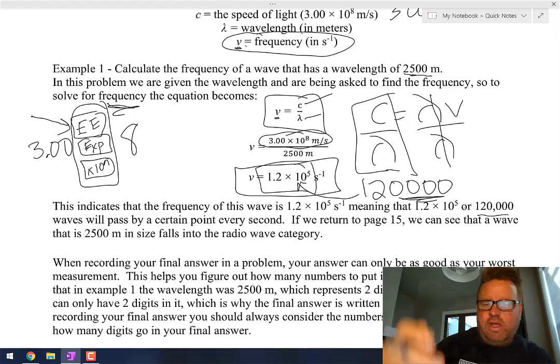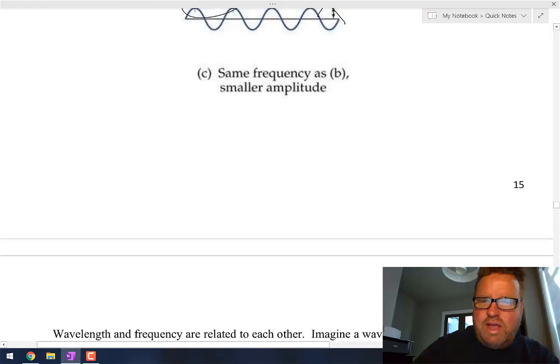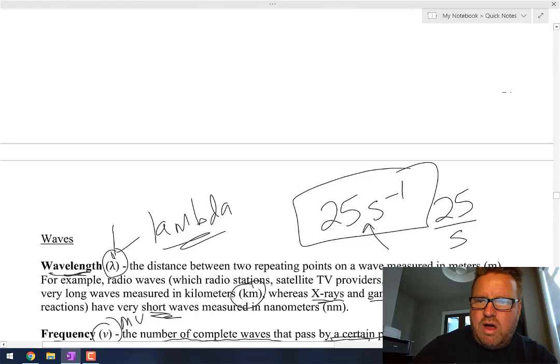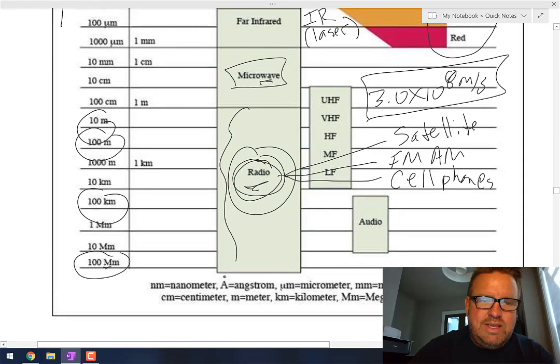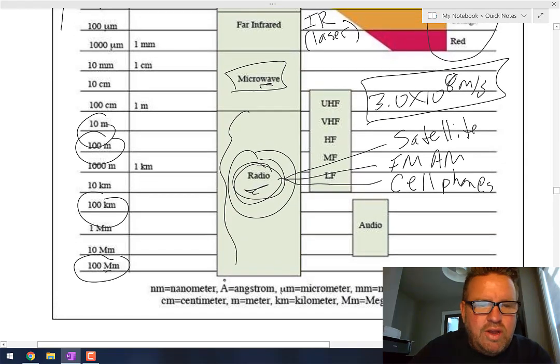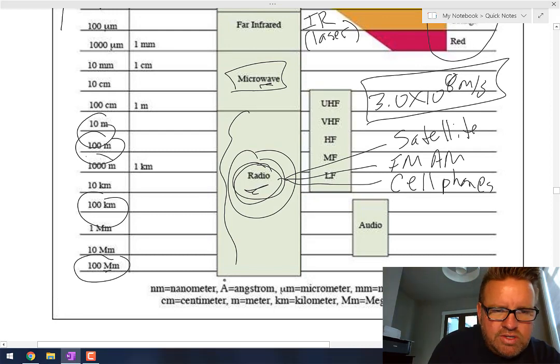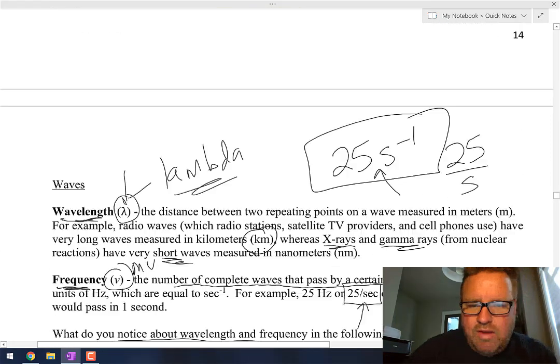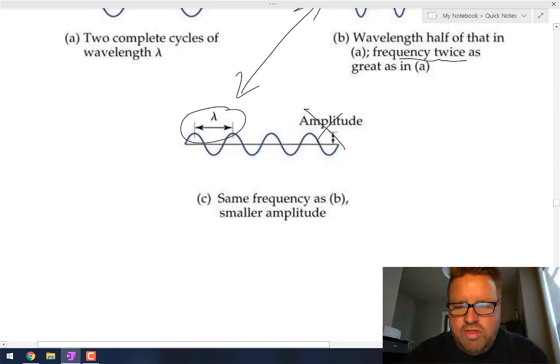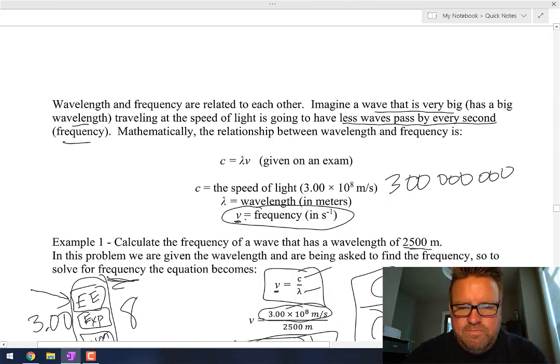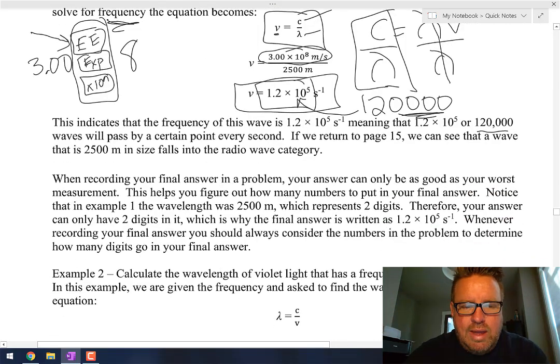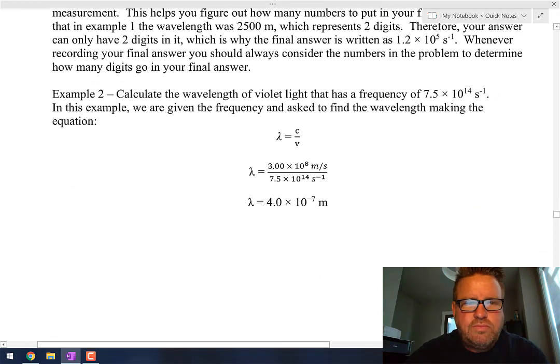And if we go back to that previous page with the electromagnetic spectrum on it, here we can see that 2,500 meters, well, here's 1,000 meters, here's 10 kilometers, so it would be somewhere in this range right here. You'd be in the radio wave range with that frequency. Okay, number 2.